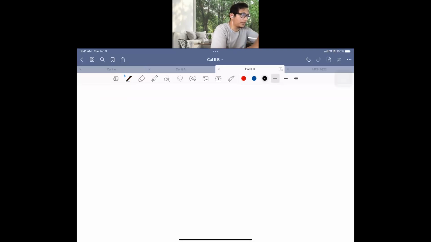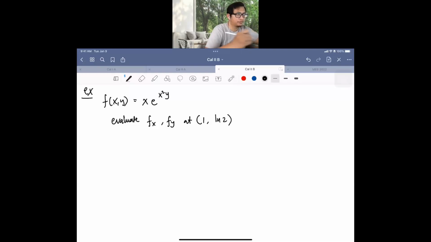Okay, what happens if we have f(x, y) = x e^(x²y)? Evaluate, for example, partial x and partial y at (1, ln 2).